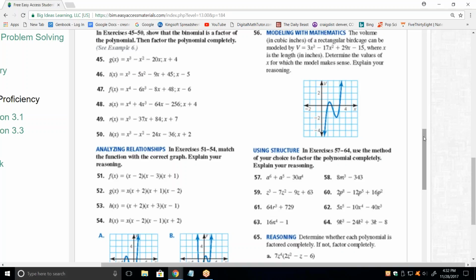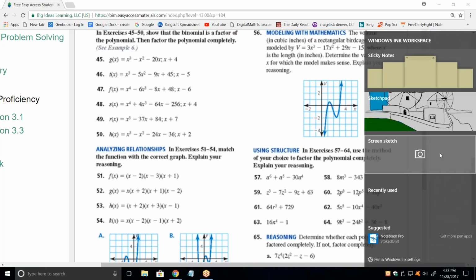Show the binomial as a factor of the polynomial, then factor the polynomial completely. Okay, this is like the previous problem, except the previous problem said, is it a factor, and an end right there. This one, we have to prove that it's a factor, and it's going to be, I can guarantee it. And then we have to factor the resultant quadratic. So, tell me what to do on 45.